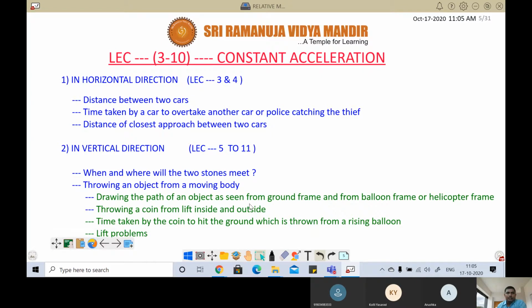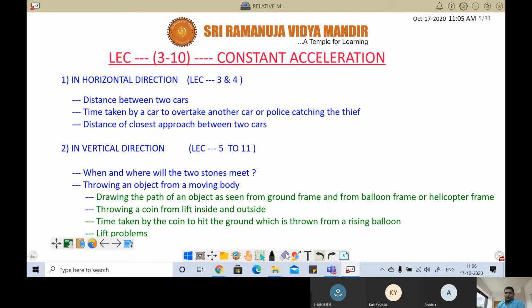Okay. Now throwing a coin, I think this one also we have finished, from lift inside and outside, comparing the times taken for the three cases: lift at rest, lift going upwards, lift going downwards. Next one, time taken by the coin to hit the ground which is thrown from a rising balloon, and then lift problems. These two I told you to watch.